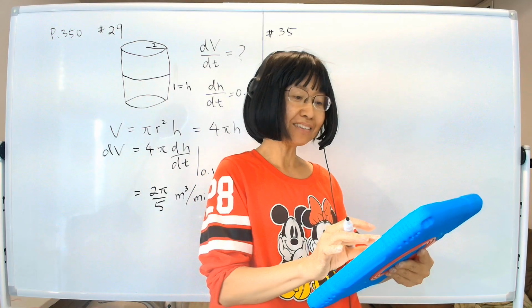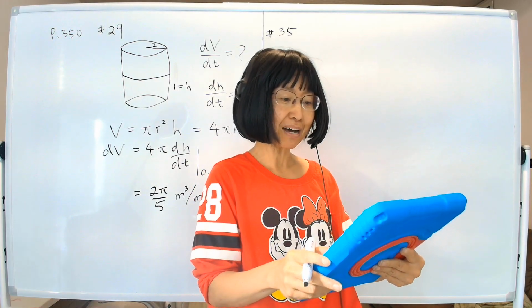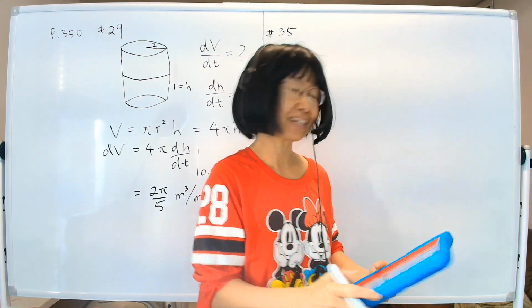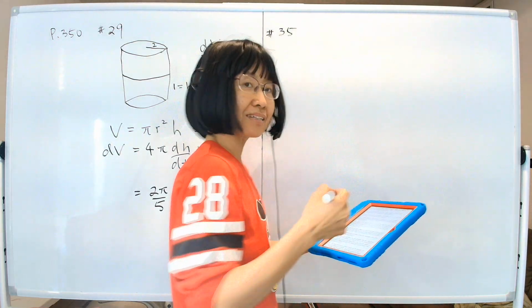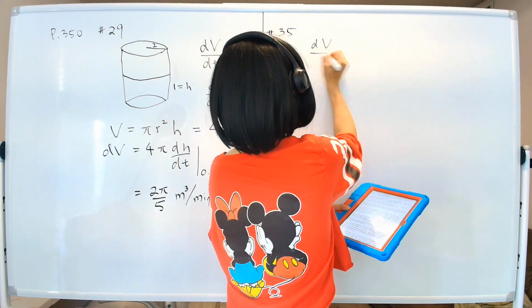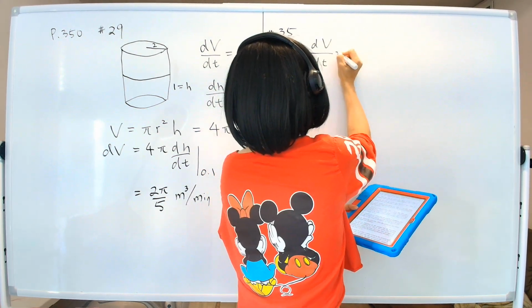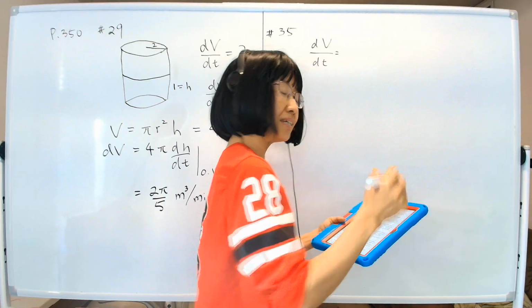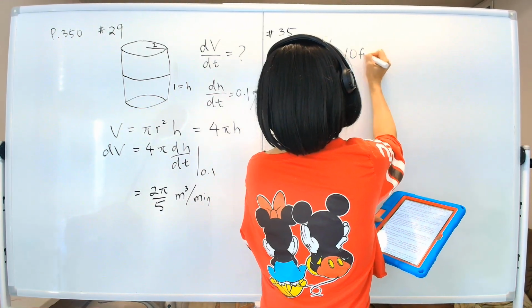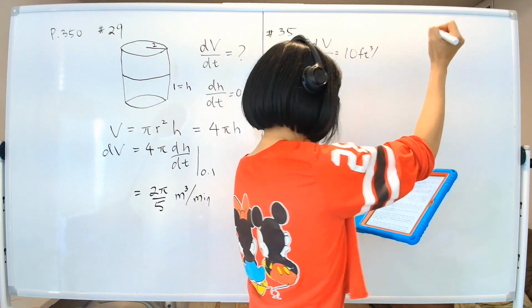Gravel is being unloaded from some truck and falls into a pile shaped like a cone at the rate of 10 cubic feet per minute. All right, so what's the cubic feet? That's dV by dt. So first we're given that the change of volume, dV by dt, is 10 cubic feet per minute.